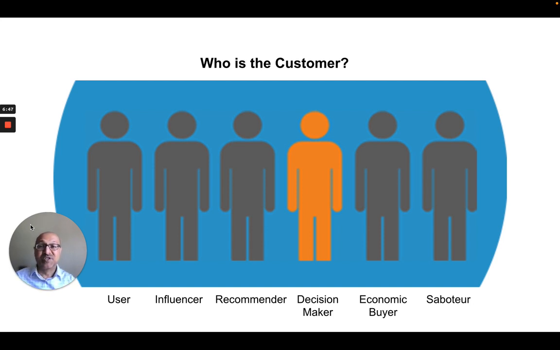It's the objections, the source of objections, the naysayers, and they could influence the users or the economic buyer or even the recommender. You want to identify the saboteurs or potential saboteurs as early as possible and get to understand them, get to know them, develop a relationship so you can mitigate the risk of the saboteur and neutralize the saboteur.